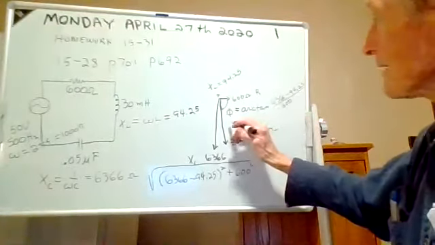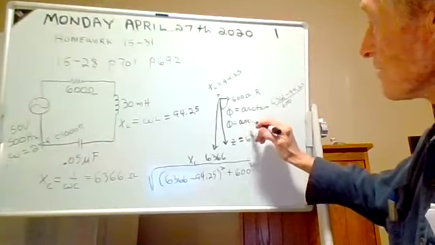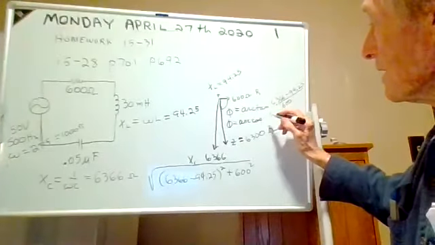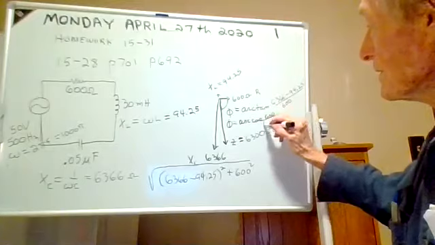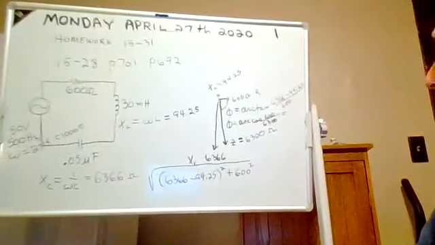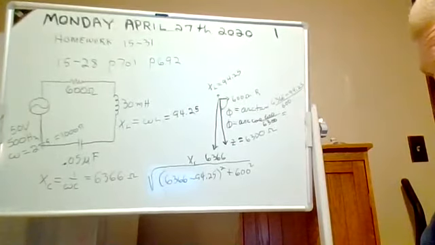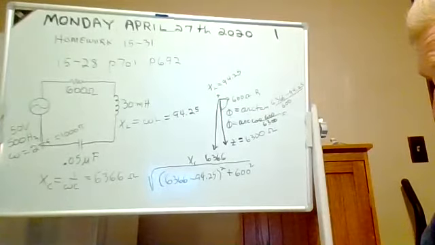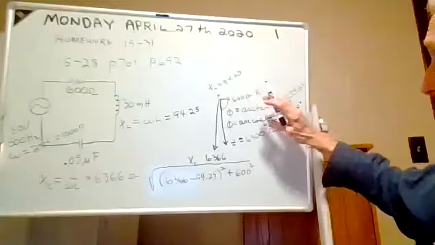Or, if you don't like that, you can get it this way. It's the arc cosine of 600 over 6,300. You should get the same answer. Let's try it. I'm going to try it both ways. 600 divided by 6,300, our cosine. I am getting 84.5 degrees.